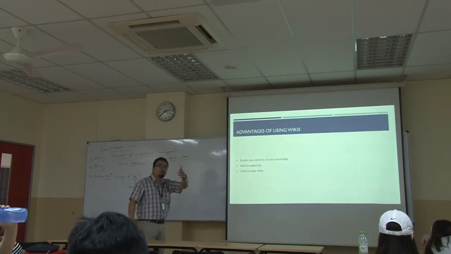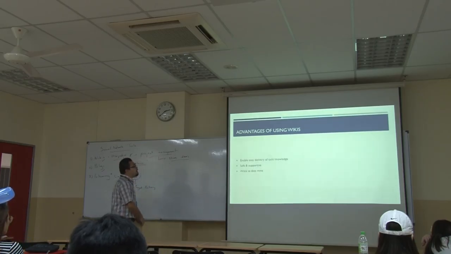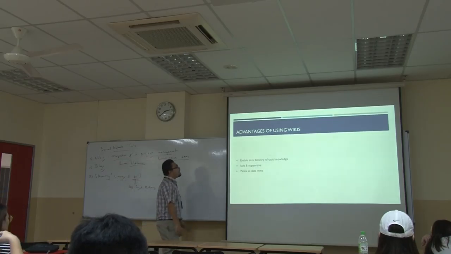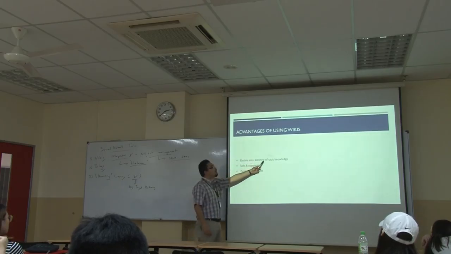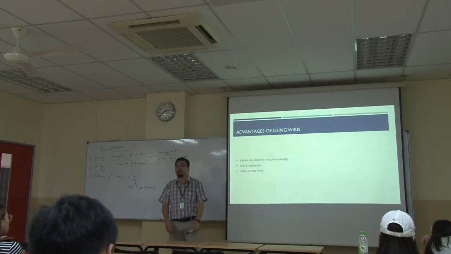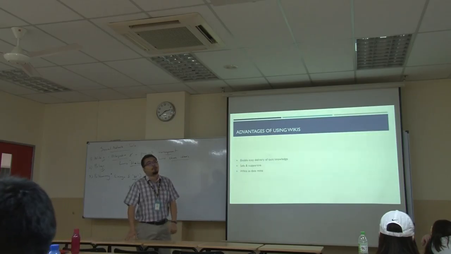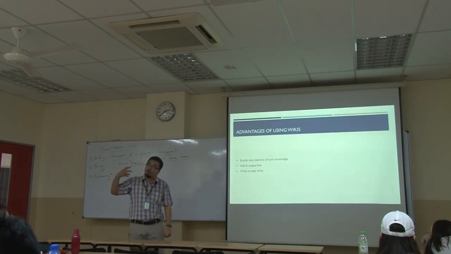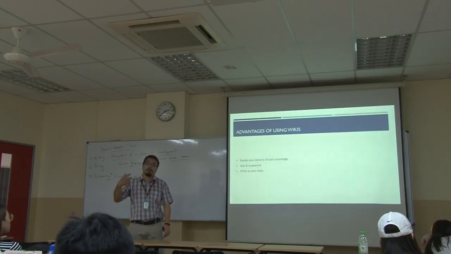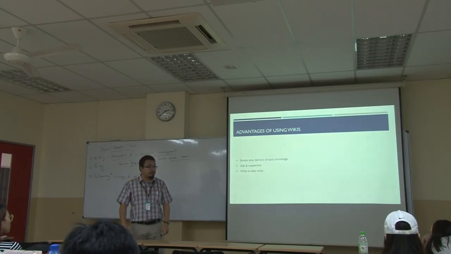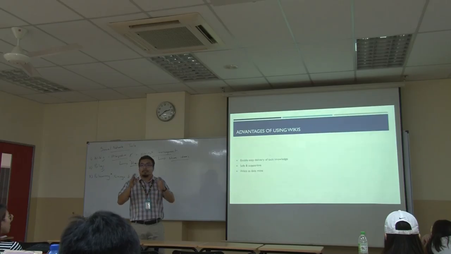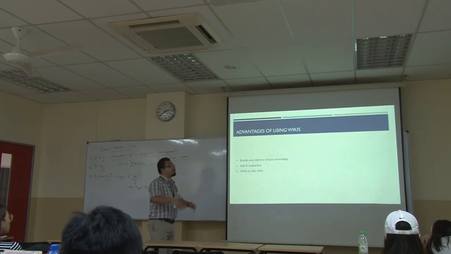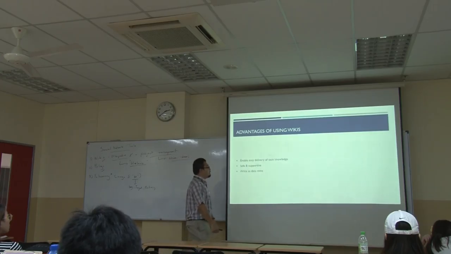Wiki can give you these three distinct and major advantages. Number one, it enables easy delivery of tacit knowledge. I mentioned this one earlier. What we call tacit knowledge is skill-based knowledge. Right? It's not really about theoretical knowledge. When it comes to skill-based knowledge, for example, Wiki can be a very important tool in helping to build a library of tacit knowledge within any organization.